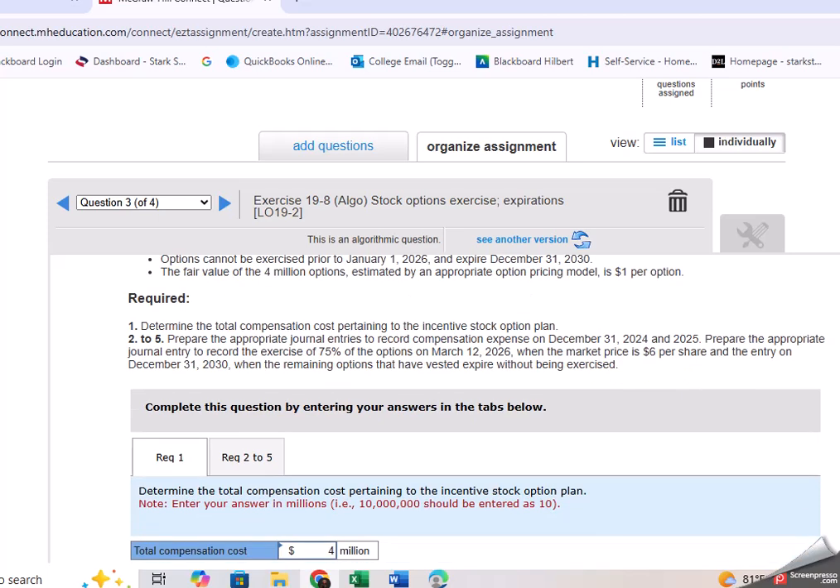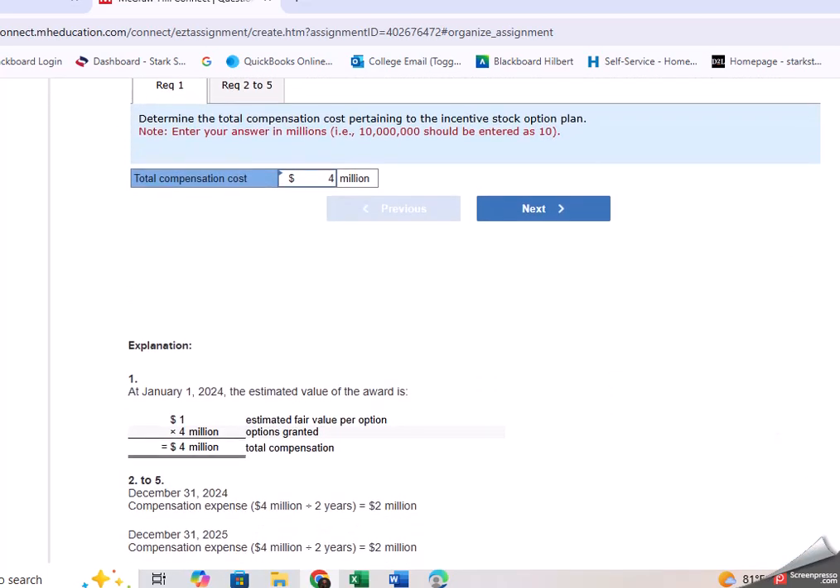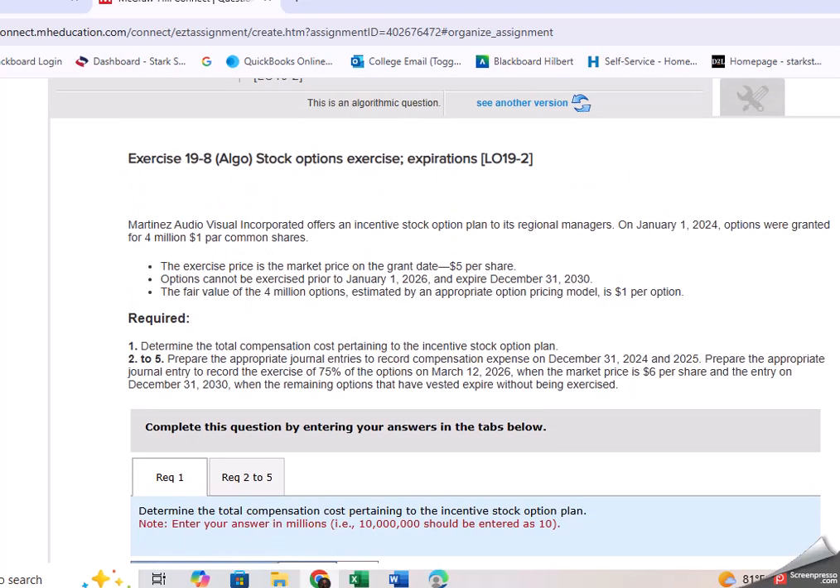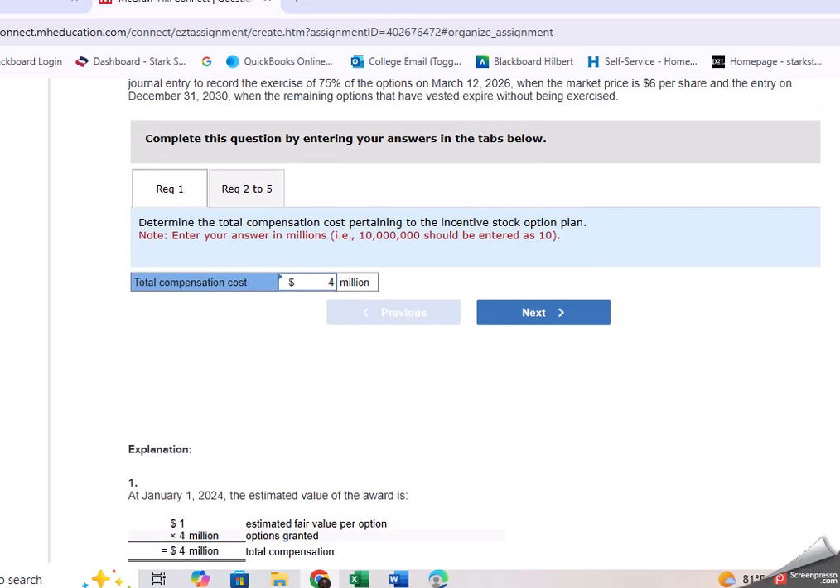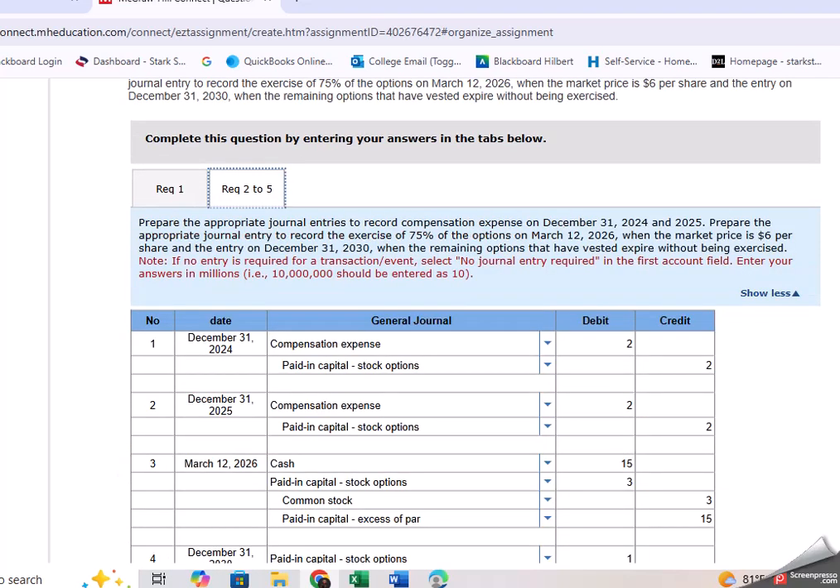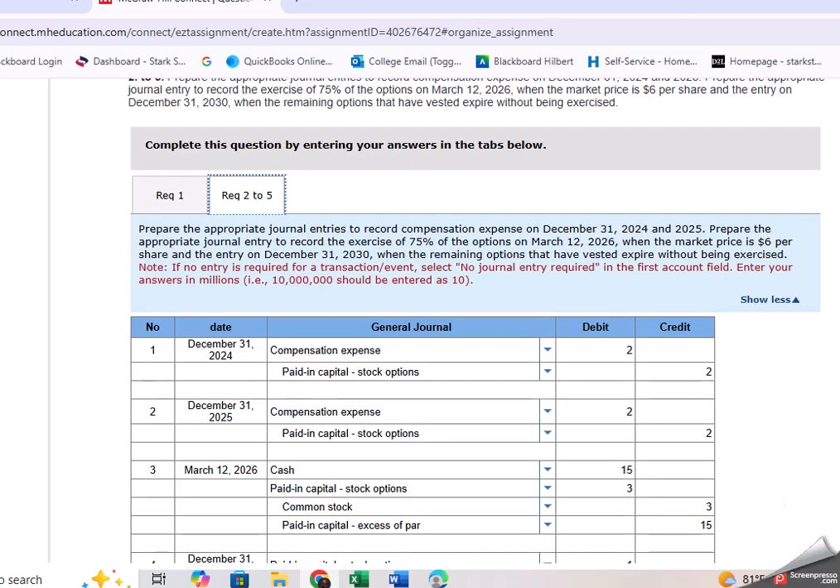So determine our compensation cost related to that package. Because again, there's a price involved, they are going to pay $5 per share exercise price. And then we're estimating that the options are worth $1. So that dollar is what we use to figure out our compensation expense. Again, it's vesting over 2 years, so take the 4 million divided by 2. That's going to be 2 million a year. So our first answer is the 4 million. Then our second answer is going to be 2 million each of those years.